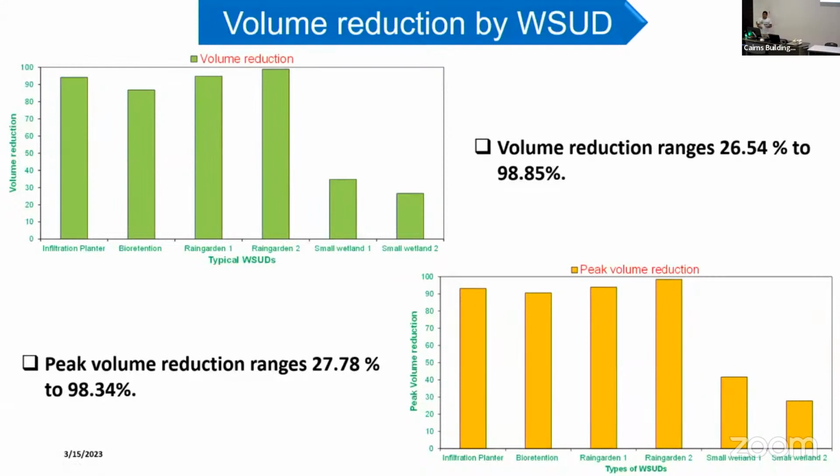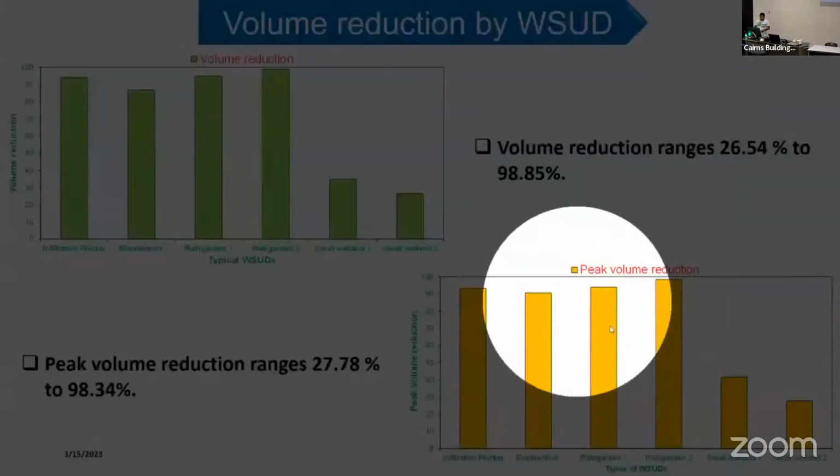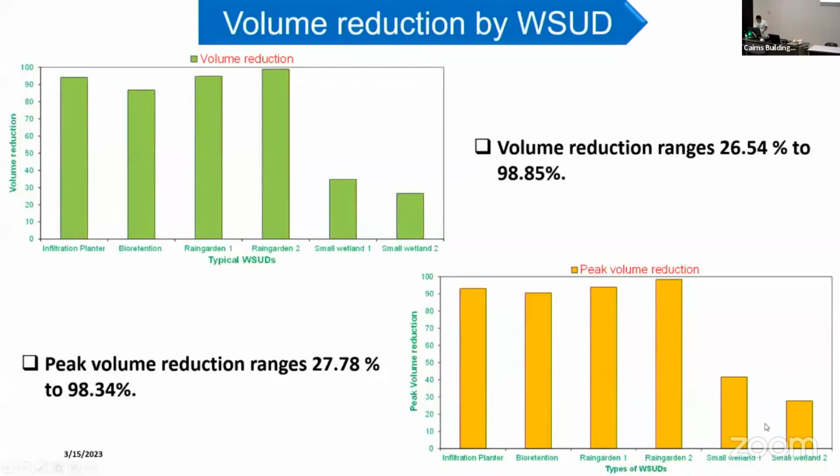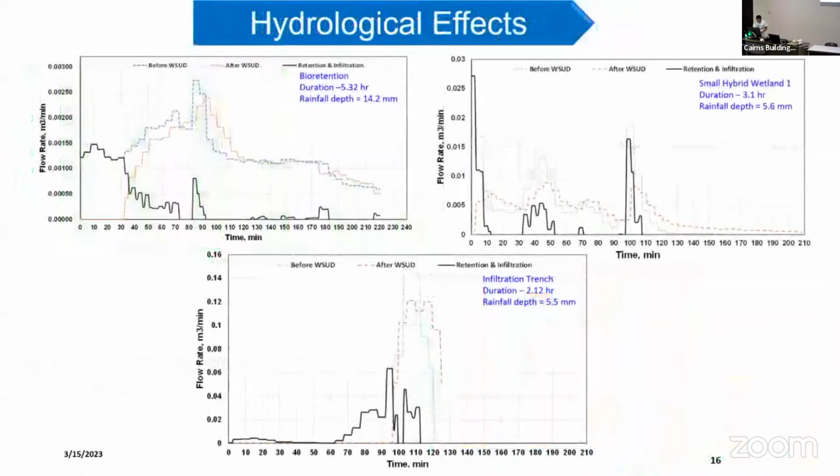They didn't have that infiltration mechanism, so that's why they performed really poorly at a higher rainfall depth or a higher rainfall intensity. That's why we can see really low values with the wetlands. And here we can see this hydrological effect.